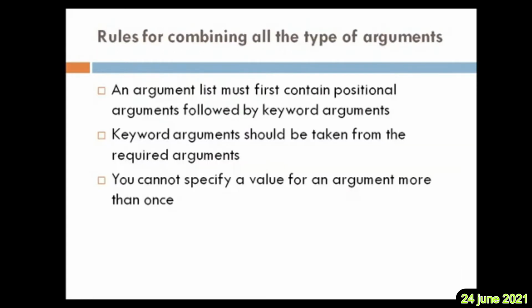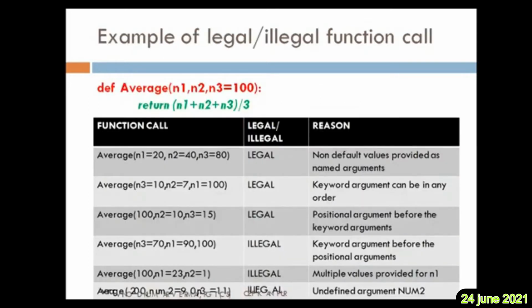We can combine all these 3. An argument list must first contain positional arguments followed by keyword arguments. Keyword arguments should be taken from the required arguments. You cannot specify a value for an argument more than once. That is the meaning, right?